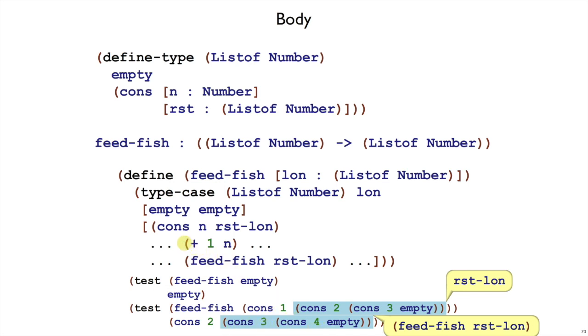So we have plus 1 n, that is, we have the number 2 right here. And then we have this part in blue right here, the feedfish rest lon. How do we combine these two pieces to get this particular result? Well, we just wrap it in cons. So that's what we do here. We cons plus 1 n onto the recursive call feedfish rest of lon. For my test step, we run these examples, and we will find that the tests all pass.